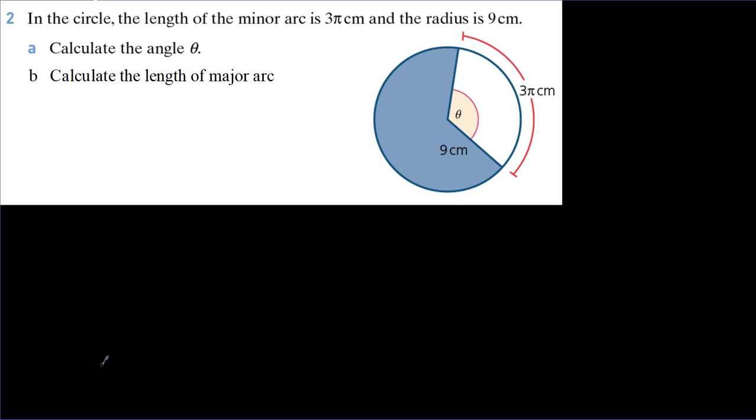Okay, if we continue with the next question, this time the arc length is given to us. First, we are going to calculate by using the formula. Arc length is given as 3 pi. I'm going to find the angle. Then I'm going to find the length of the major arc.